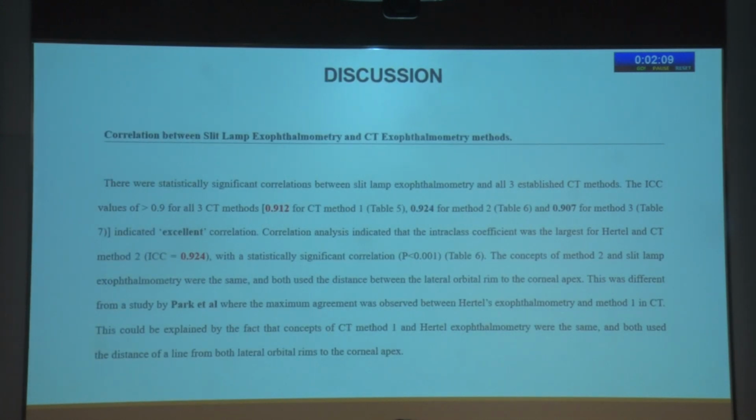And the three methods, all of them showed to be more than 0.9 as well. This again was a point in favor of saying that using the slit lamp method can go a long way in avoiding repeated CT scans, especially during follow-up. And one specific feature which we noted was that the CT method 1 correlated well, whereas the study by Park et al., where it compared the CT and the Hertel's, showed method 2 to be more correlative. But that was because the slit lamp method was more similar to the method 1 compared to Park et al., which was more similar to the method 2.